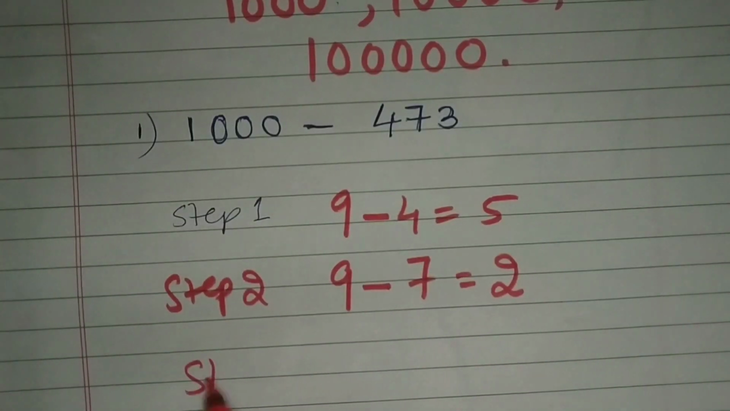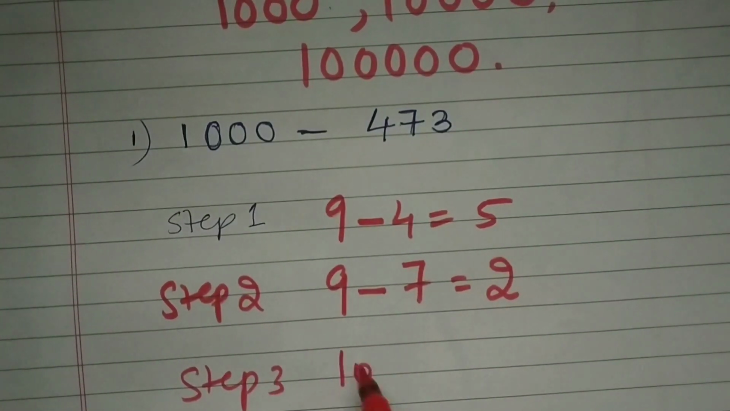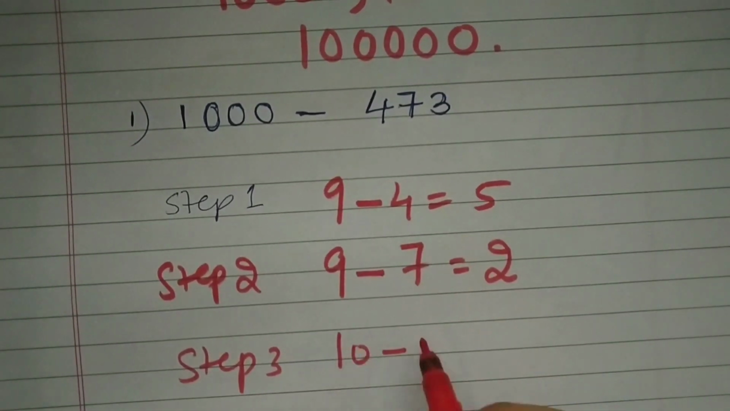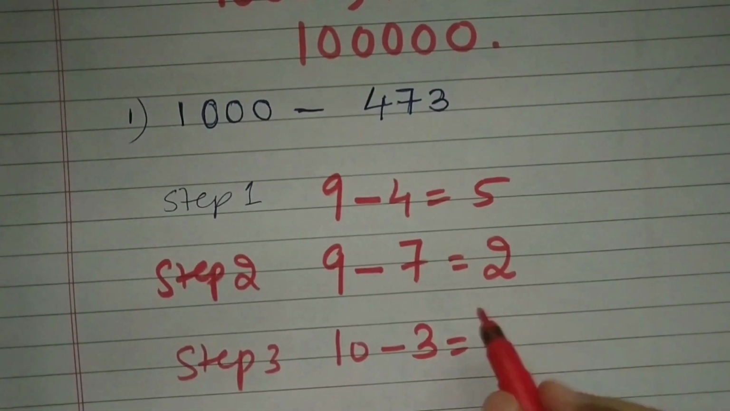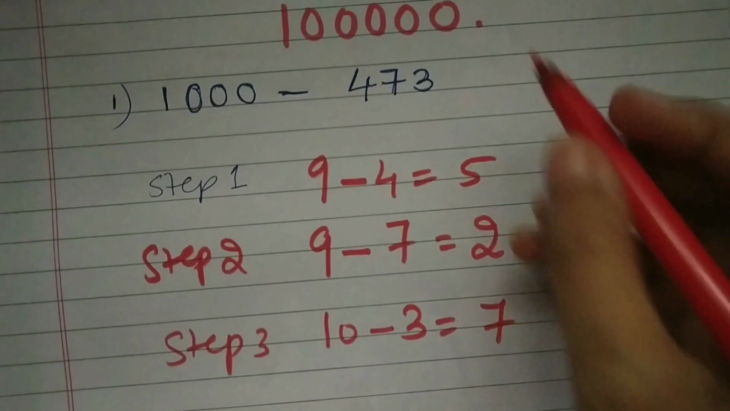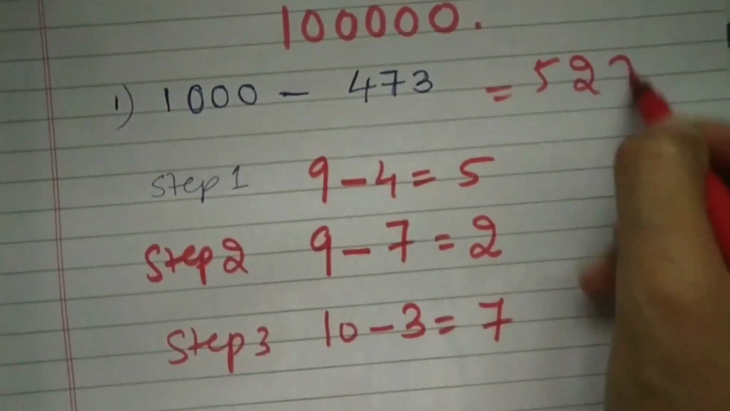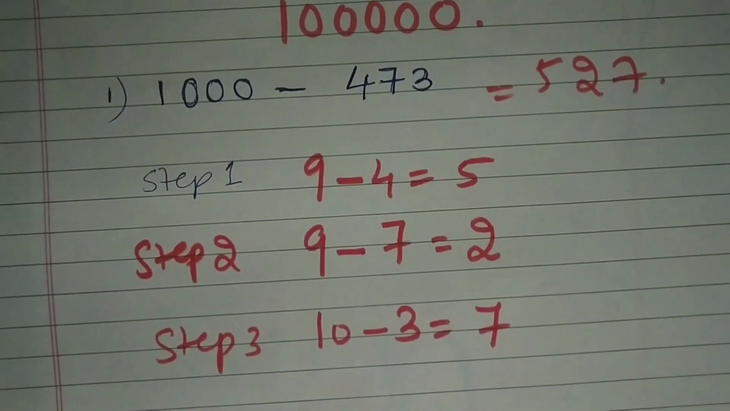Now the last digit, that will be step 3. It will be 10 minus 3, and that's nothing but 7. So your answer will be 527. That's it. It is that simple. Isn't it very easy? Of course, yes.